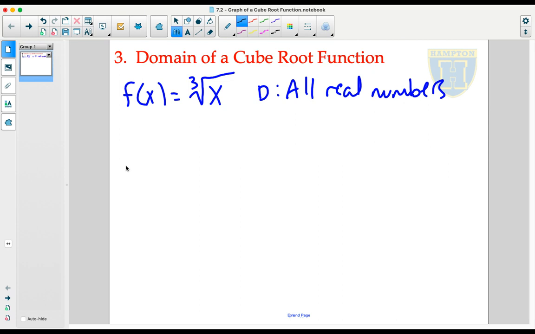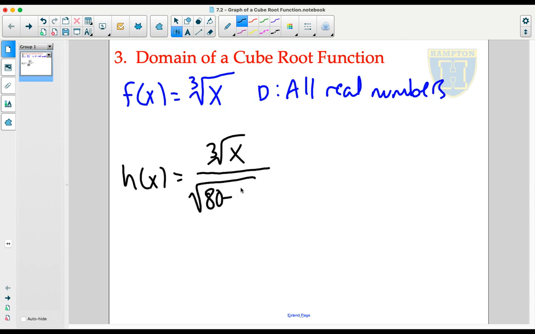So for our first function, we're going to start: h of x is equal to the cube root of x over the square root of 80 minus 5x. Now, in a normal situation, I would look at this cube root and say that domain was all of the real numbers. I would look at this square root and say I need that inside radicand to be non-negative, and I would be off to the races.